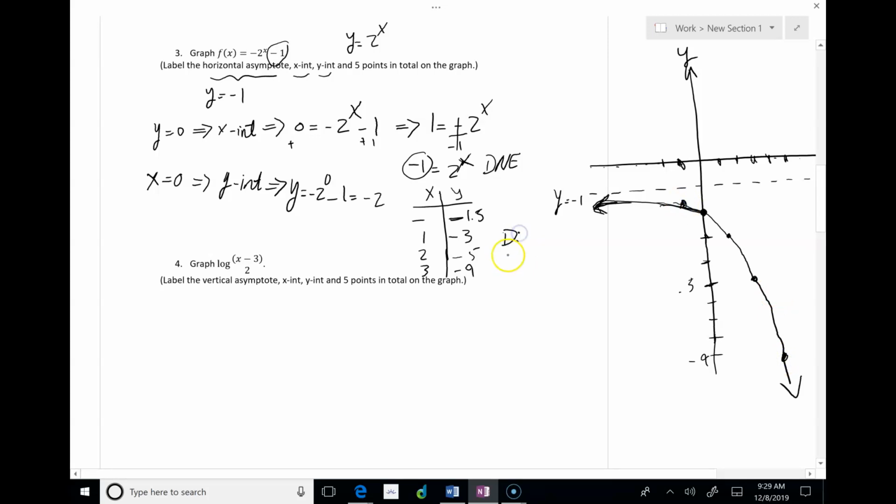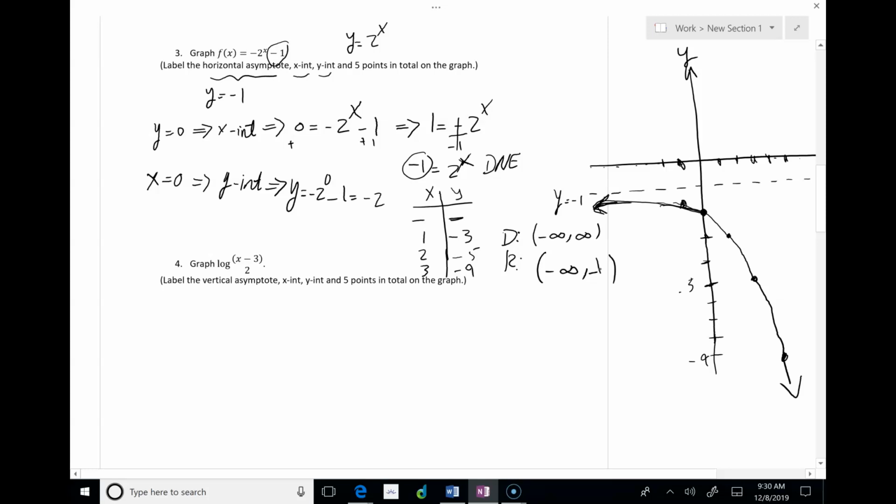Domain and range. For every graph, you need to be able to find the domain and range. The domain is all real numbers. You don't have any restriction for the input of exponential functions. But for the output, you don't have anything above negative 1, and even negative 1 itself is not there. So it's going to be negative infinity up to negative 1, exclusive of negative 1 itself. You start from negative infinity and cut it at negative 1.